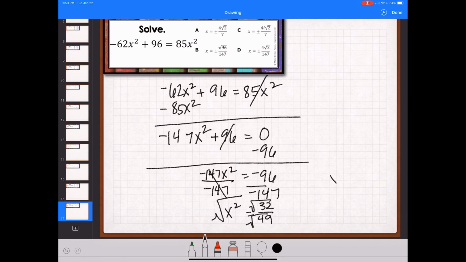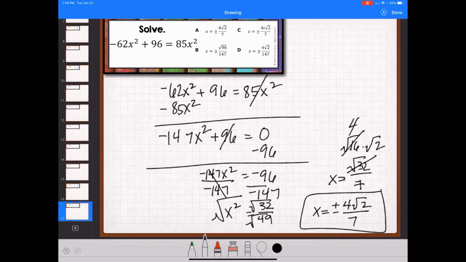So now I have x equals radical 32 over radical 49, which is 7. This is not finished though, because radical 32 is really radical 16 times radical 2. And radical 16 is the same thing as whole number 4. So my final answer is x equals positive and negative 4 radical 2 over 7. And my correct answer is, oh, not D. Sorry. The correct answer is not D. Be careful. Correct answer is A.